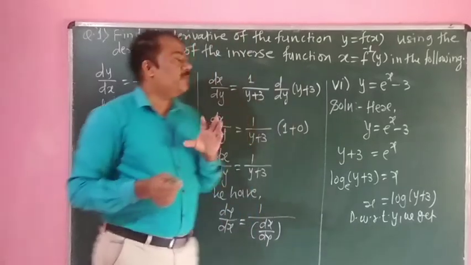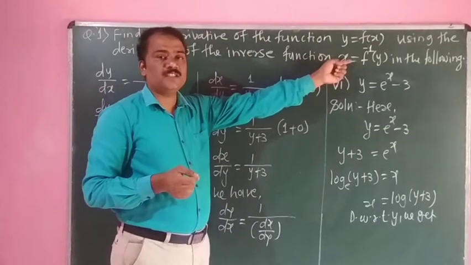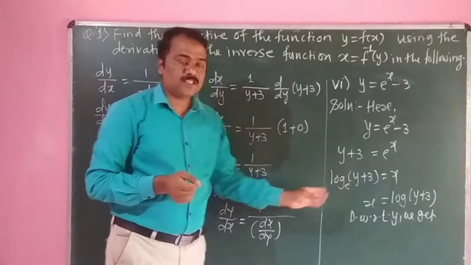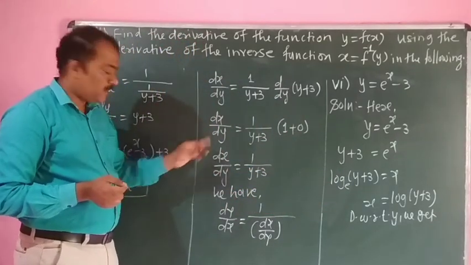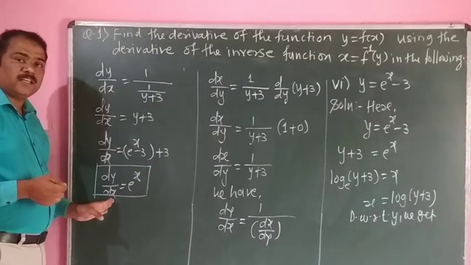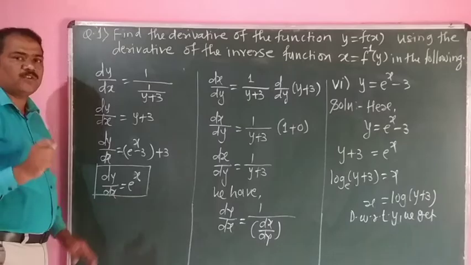But we have to use the inverse function to find the value of dy by dx. We have to find the inverse function, then find dx by dy, then use the theorem and substitute the value, and we get the required answer. What is the question that is more important?